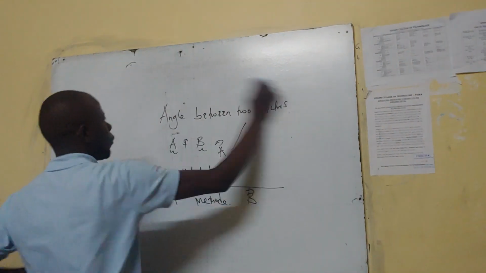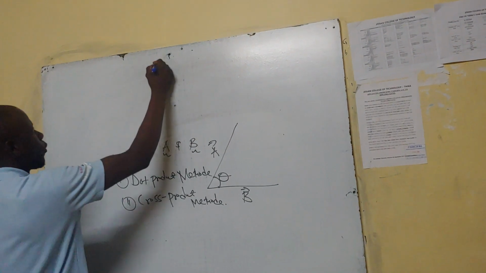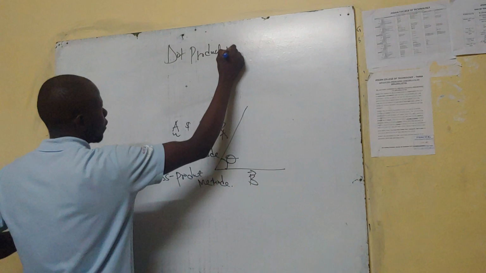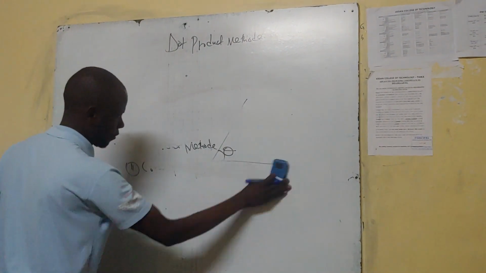So in this video, we are going to look at how to find the angle between the two vectors using the dot product method.